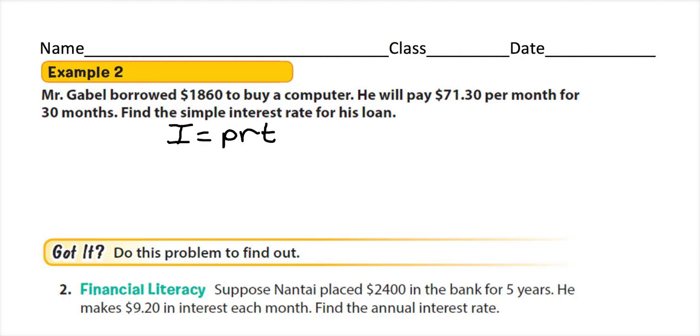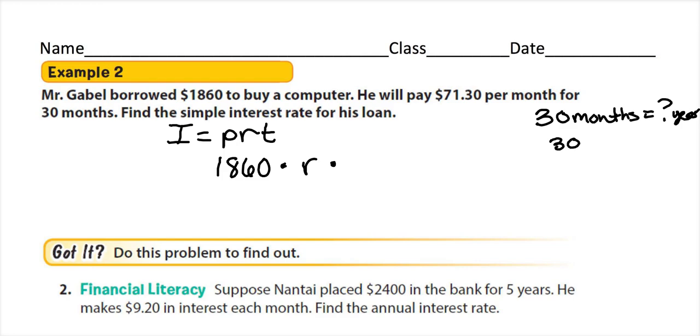Okay, so it tells us that he's going to borrow $1,860. That's our principal here, so that's $1,860. We don't know the rate, so that's going to be our R. And then we're going to do it for 30 months. Well, we can't do 30 months. Remember, it has to be in years. So 30 months equals how many years? Well, we're just going to divide that by 12. So we take 30 and divide that by 12, and that's 2.5. So he's going to end up borrowing this money for 2.5 years.